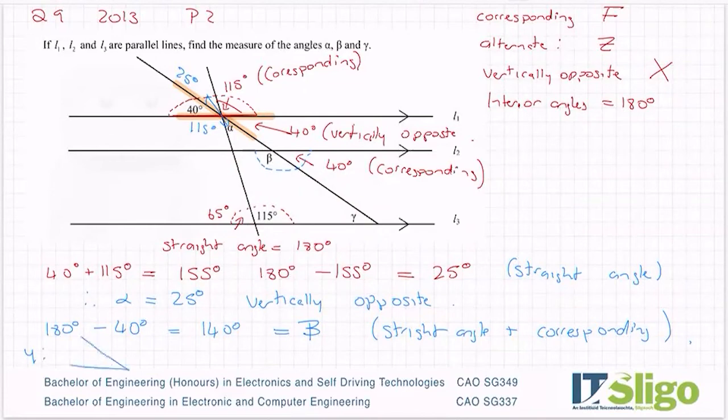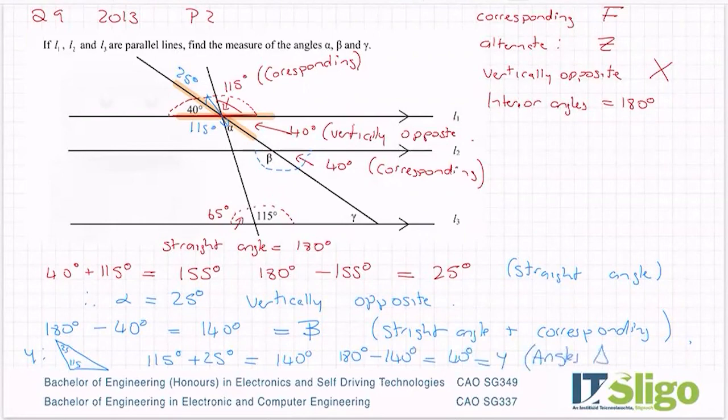So I have that triangle. Try drawing it again. Okay, so I have 115 down the bottom. I have 25 up the top. So 115 degrees plus 25 degrees is 140 degrees. And then 180 degrees minus 140 degrees is equal to 40 degrees, which is equal to y. And the reason is angles in a triangle equal 180 degrees.